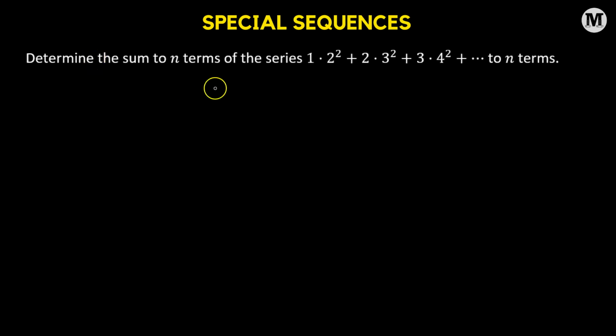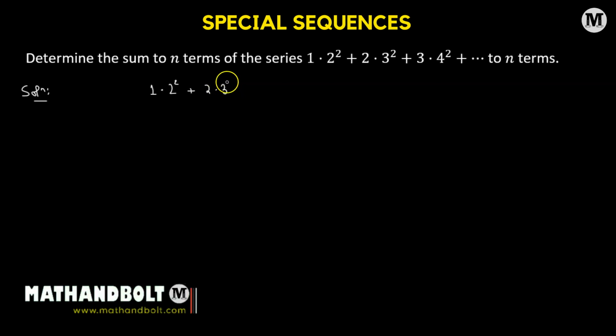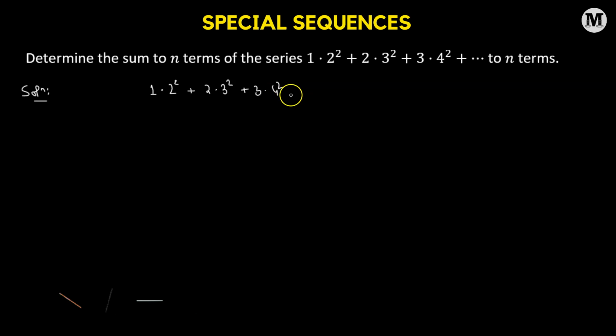Determine the sum to n terms of the following series. Let us begin. So here we have a series whose first term is given by 1 multiplied to the square of 2, added to 2 multiplied to the square of 3, added to 3 times the square of 4, and the rest of the terms going all the way up to n terms.